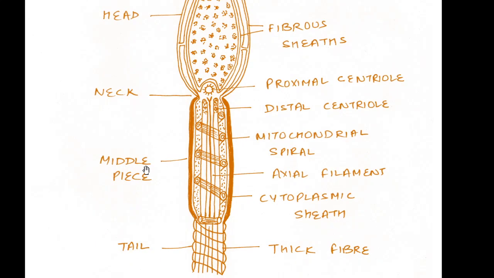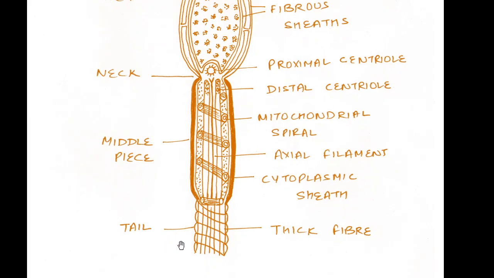The next section is the middle piece, which in its center has the axoneme or the axial filament. There is the distal centriole, and then there is the mitochondrial spiral around it, covered by the cytoplasm, the cytoplasmic sheath, and then these fibers that are covering it. Below it is present the tail, which is covered on the outside by thick fibers, and the axoneme or the axial filament continues inside this tail.